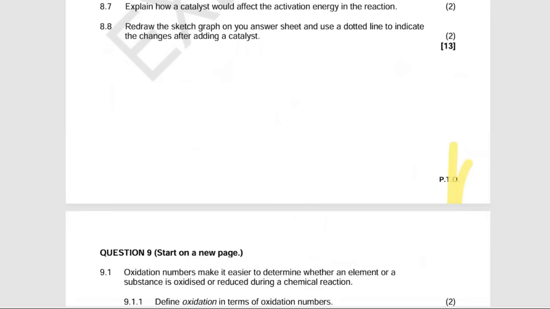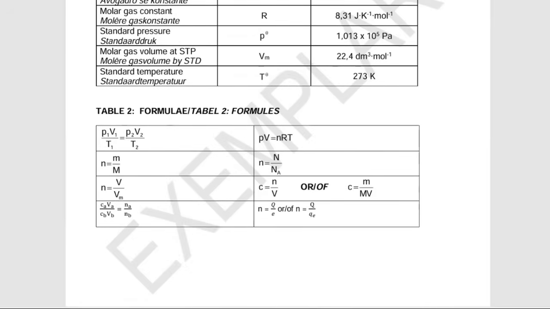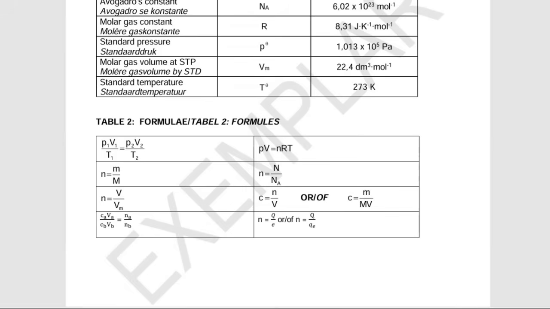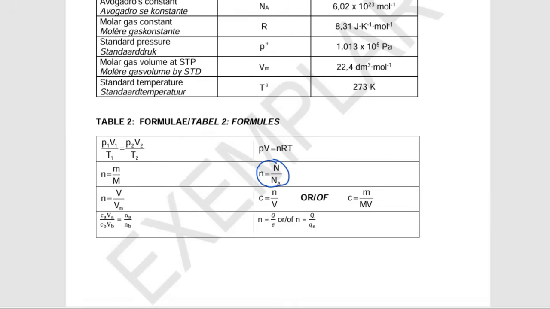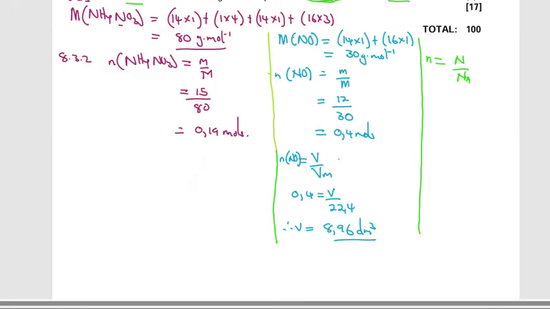So let's just refer to our data sheet real quick. We're looking for this formula that says n is equivalent to, so it's supposed to be n is equivalent to N all over Na there, right? So this is our correct formula. Then to substitute with the values there, we're going to say 2 is equivalent to your N. So your N there, you don't know it, then the constant there is going to be 6.02 times 10 exponent 23.